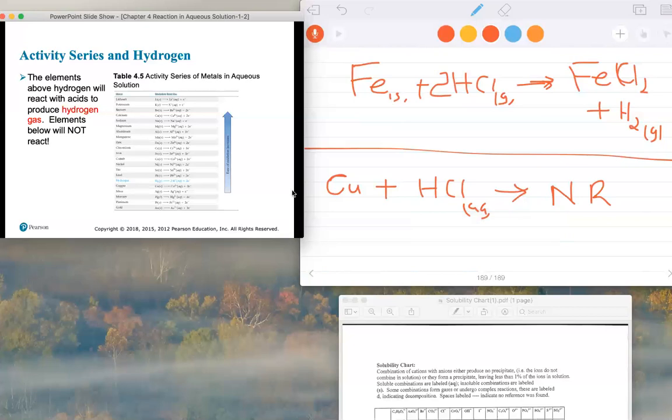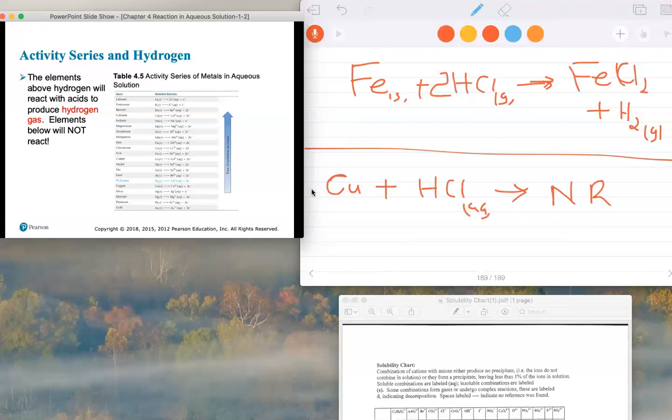Yes, Jennifer, you will use that. Yes, I'll allow you to use the activity series chart, but I'm walking you through how to read it and interpret it. What do you expect as a product? All metals reacting with an acid will produce hydrogen gas. And I was showing you a situation where there will be no reaction. Let me take a pause here and ask you a question. Any question on reading the activity series?